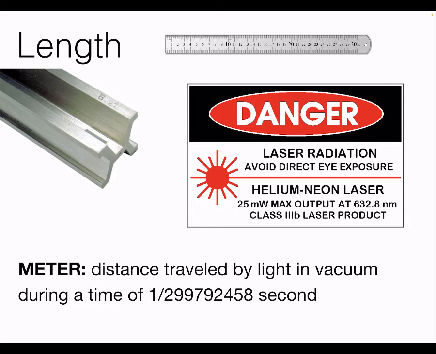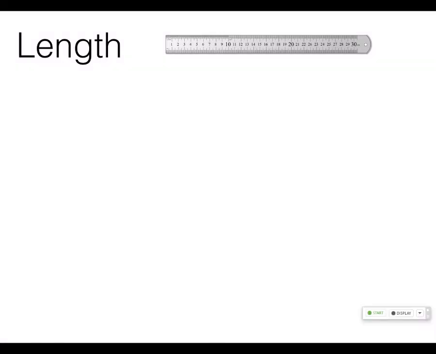And it wasn't until 1983 that the meter was redefined as the distance traveled by light in a particular 1/300 million seconds. Now we have something that's much more consistent than just some random guy's foot or even a long measurement of the earth divided up. Length, some issues with length.